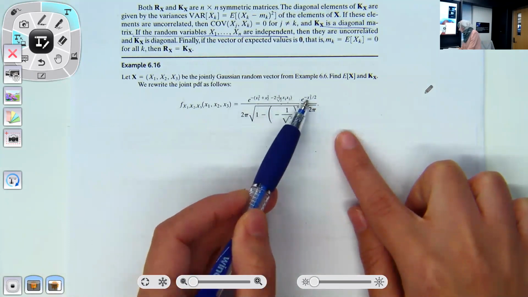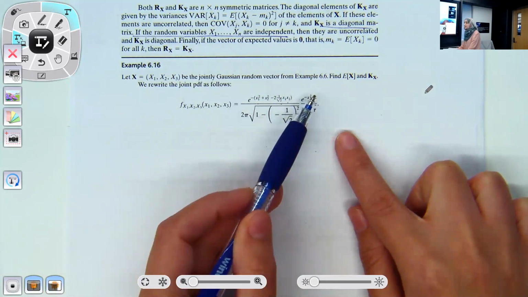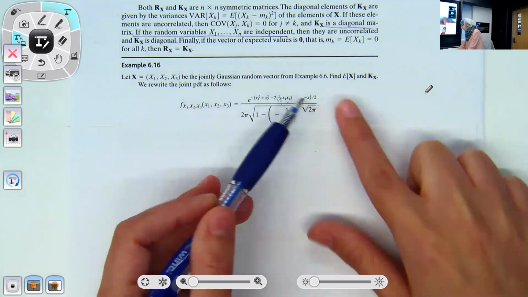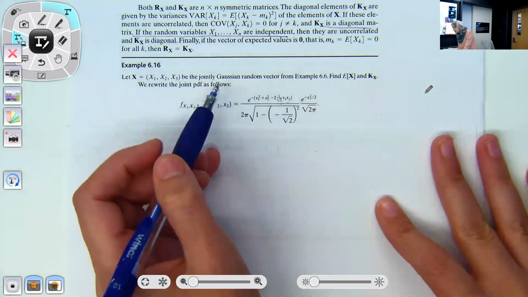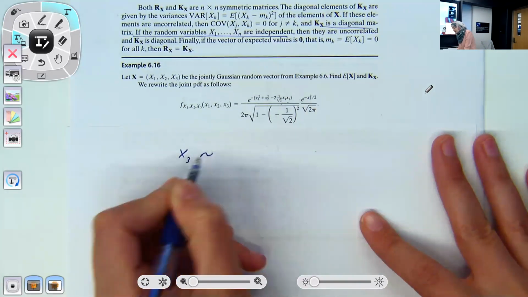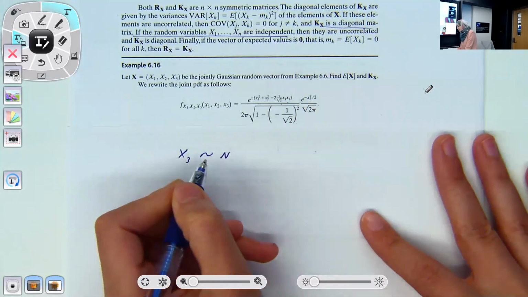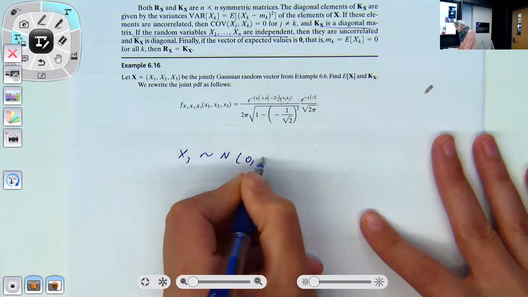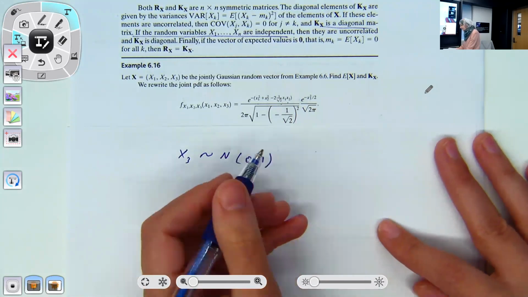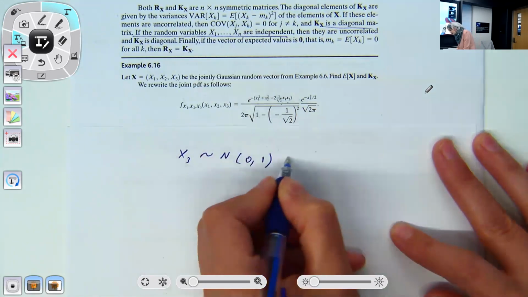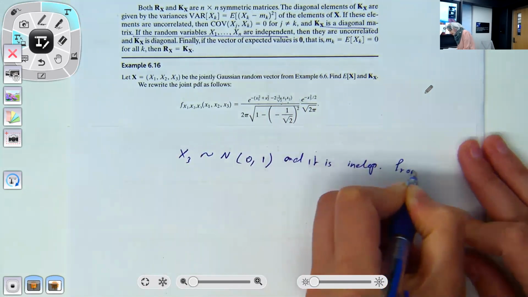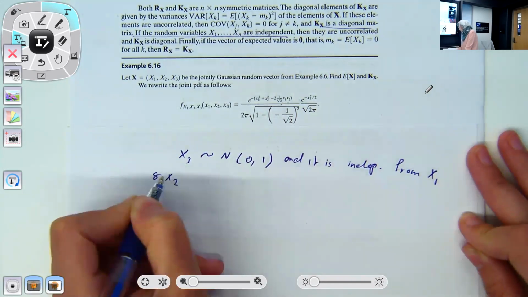But here x3 is independent from x1 and x2. So here x3 is independent. And because we talk about a Gaussian random vector, x3 is a normal distribution with mean equal 0 and variance equal 1, and it is independent of x1 and x2.